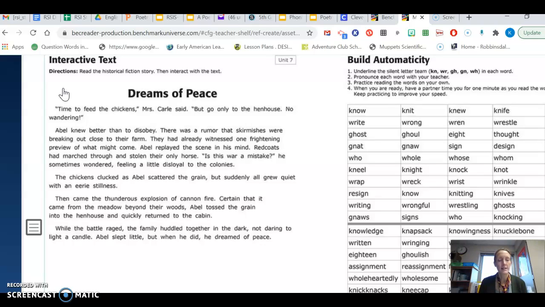The chickens clucked as Abel scattered the grain, but suddenly all grew quiet with an eerie stillness. Then came the thunderous explosion of cannon fire, certain that it came from the meadow beyond their woods. Abel tossed the grain into the henhouse and quickly returned to the cabin. While the battle raged, the family huddled together in the dark, not daring to light a candle. Abel slept little, but when he did, he dreamed of peace.